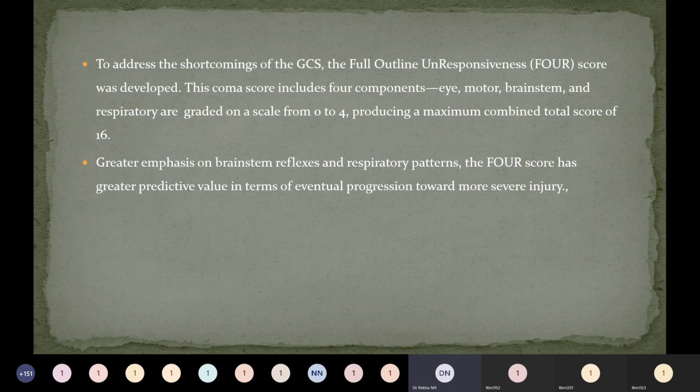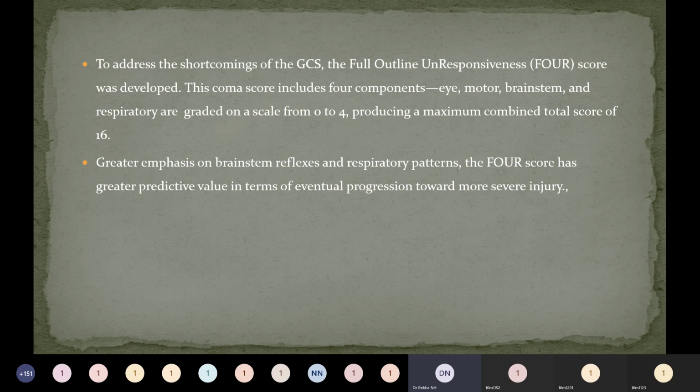To address the shortcomings of the Glasgow coma scale, there is another scoring system called the Full Outline of UnResponsiveness score, the FOUR score system, which was developed. It has four components: eye, motor response, brainstem, and it includes the respiratory pattern also. They are normally graded on a scale from 0 to 4, with a maximum total score of 16. In the FOUR score, greater emphasis is put on brainstem reflexes as well as the respiratory pattern.